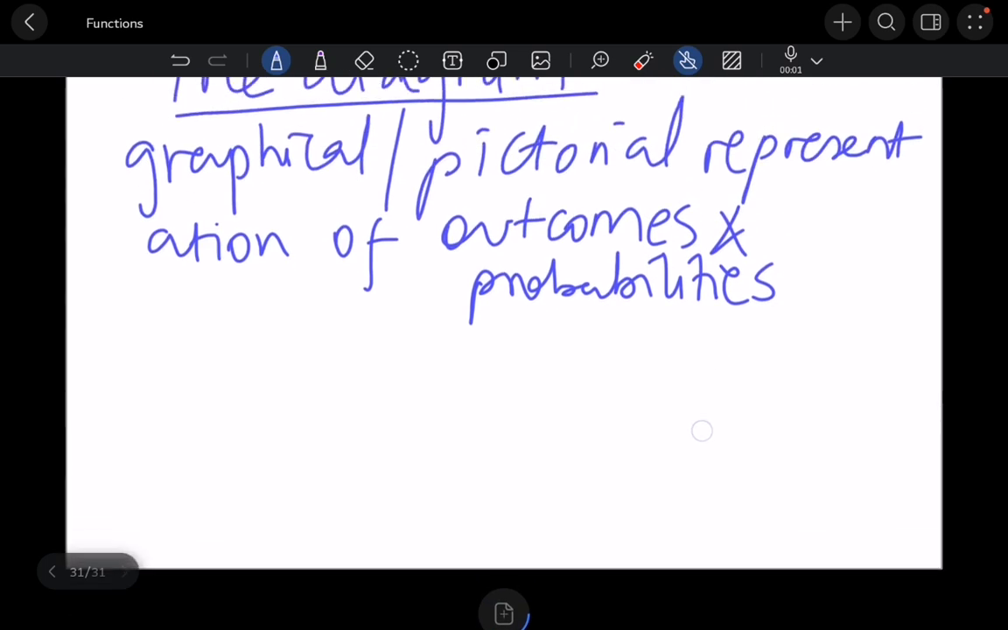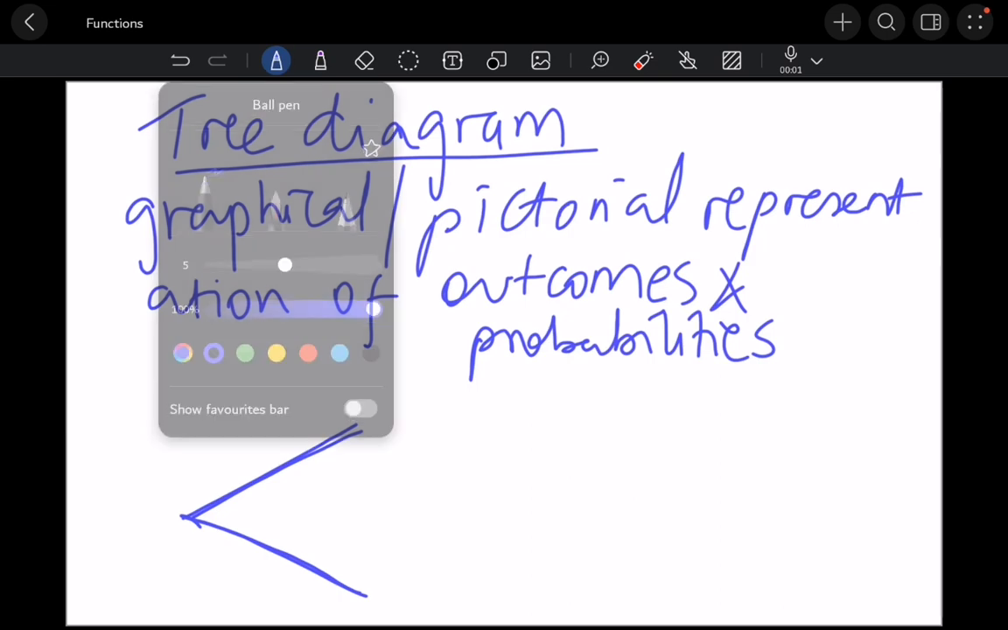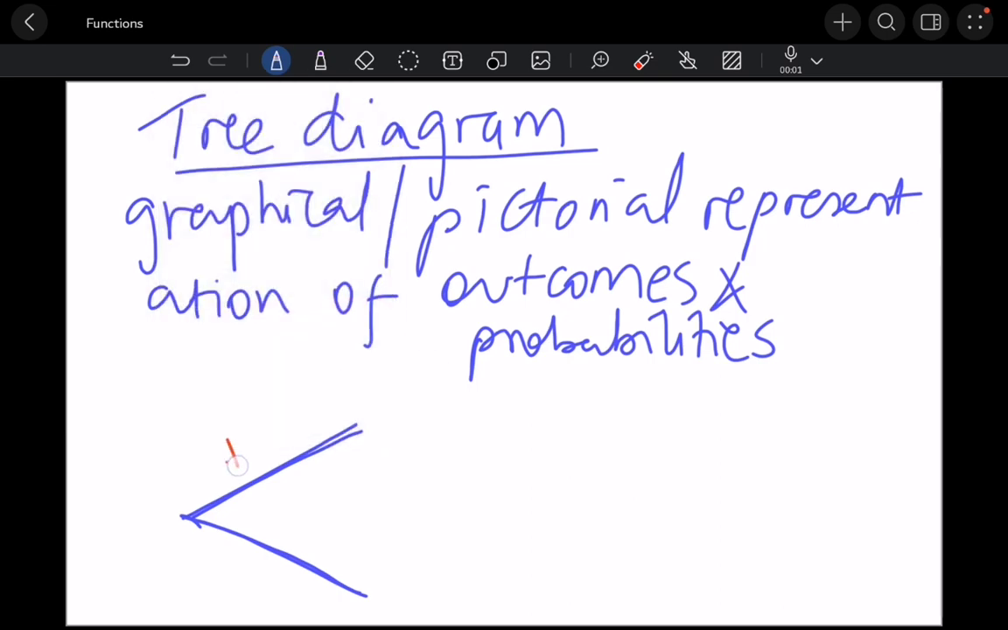Let's just explore how a tree looks. A tree starts like this. These are called branches. So we have branch 1, branch 2. This is the starting point, okay? And then here is the decision making point. At this point, you can make a decision and you can make another decision. Even here, you can make a decision, you can make another decision. So here at the end, you have outcomes.